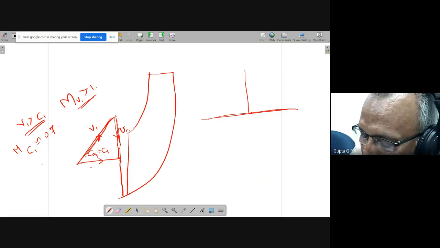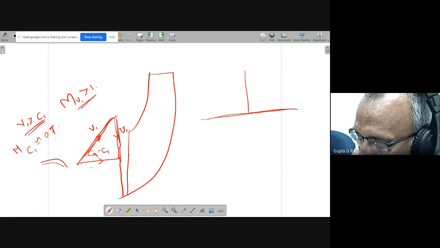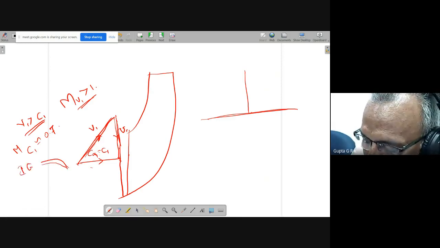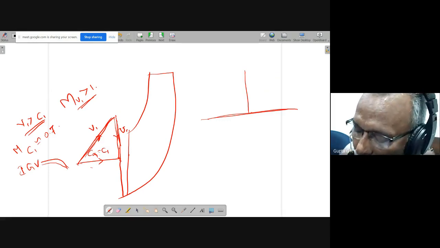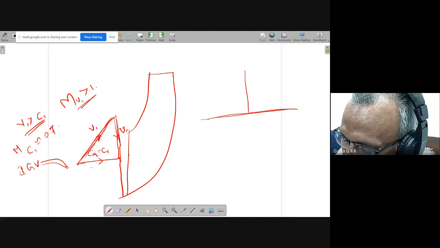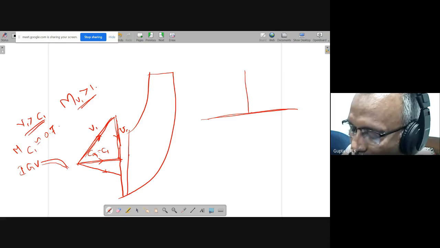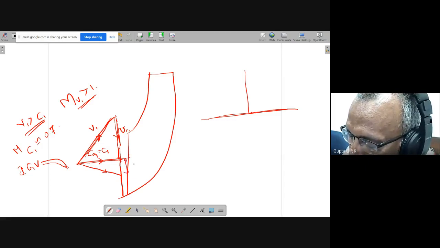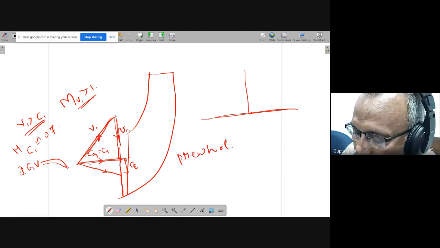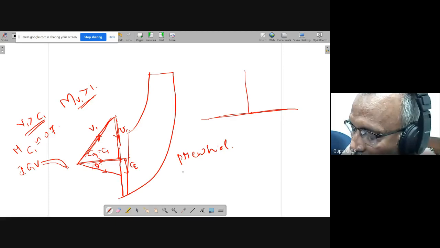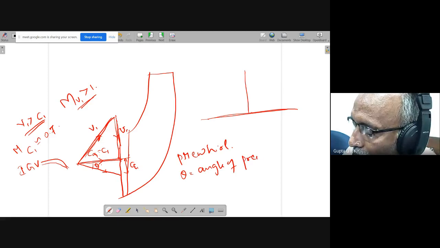Because of that, we try to use what are called IGV, inlet guide vanes. If I use inlet guide vanes, instead of going axially like this, the flow goes like this. It introduces some whirl component CT1. This is called pre-whirl. And this is written as theta. Theta is equal to the angle of pre-whirl.